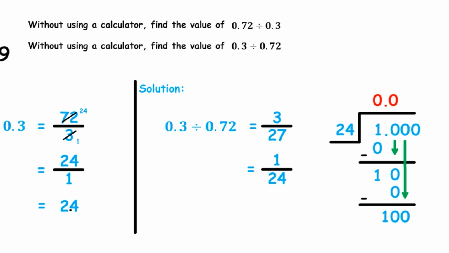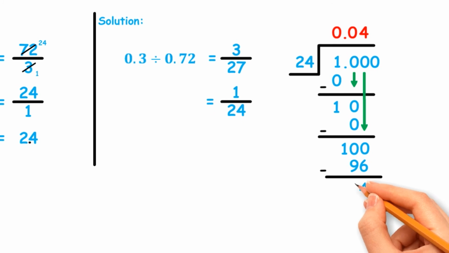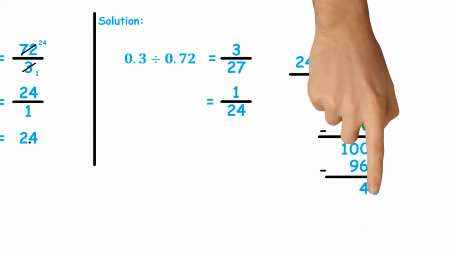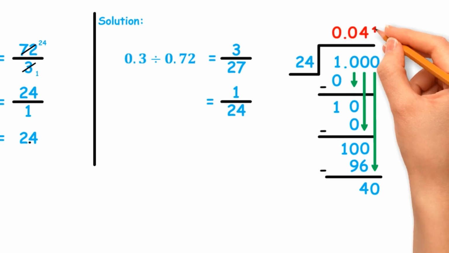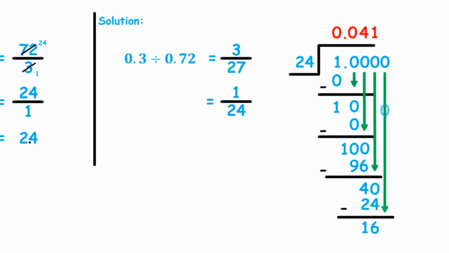100 is not a multiple of 24, but 24 times 4 equals 96. 100 minus 96 is 4. We need one more 0 to solve the problem. 40 is not a multiple of 24, but 24 times 1 equals 24. 40 minus 24 equals 16. We need one more 0. As I have told you, we can put as many zeros as we want.